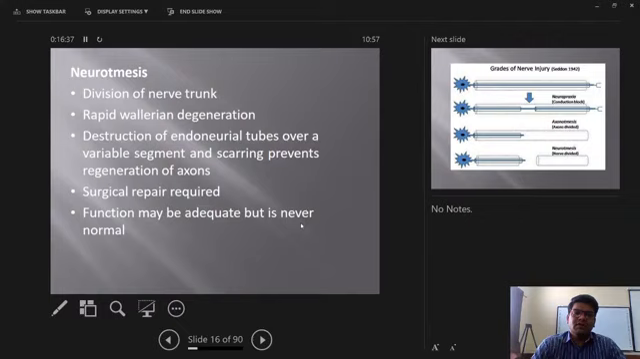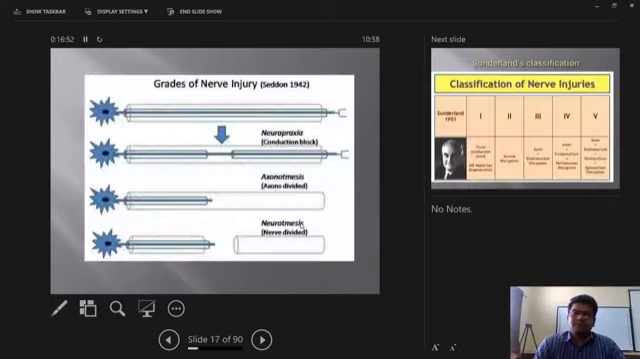Okay, neuroma. In neurotmesis, surgical repair is essential. The function after neurotmesis is adequate, but it is never normal. It is never normal. So now you can see here that these are the grades of nerve injury.